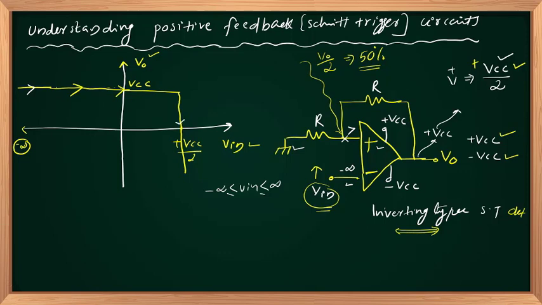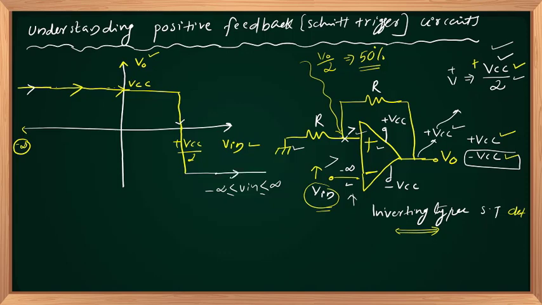It is because at the minus infinity condition, the output was at plus VCC, which generates a V plus of positive VCC by 2. The moment the negative input crosses that value towards the positive side, the inverting input becomes greater than the non-inverting input. So the output should go to negative. The option for negative output is only minus VCC because it's a positive feedback circuit.